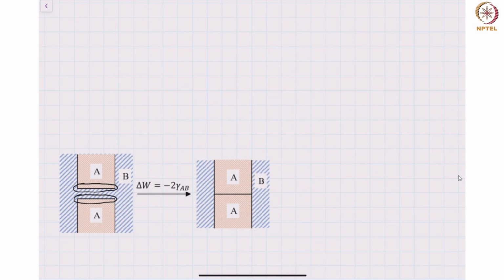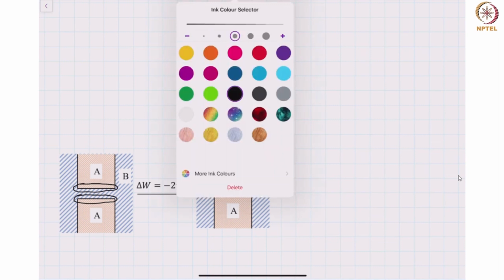And as a result, the change in the energy, the change in the free energy going from one state to another state would be -2 gamma AB. And again, the factor 2 is coming because I have two surfaces that have been eliminated. Okay. This is the change. So let me write this down. This is worth writing down.